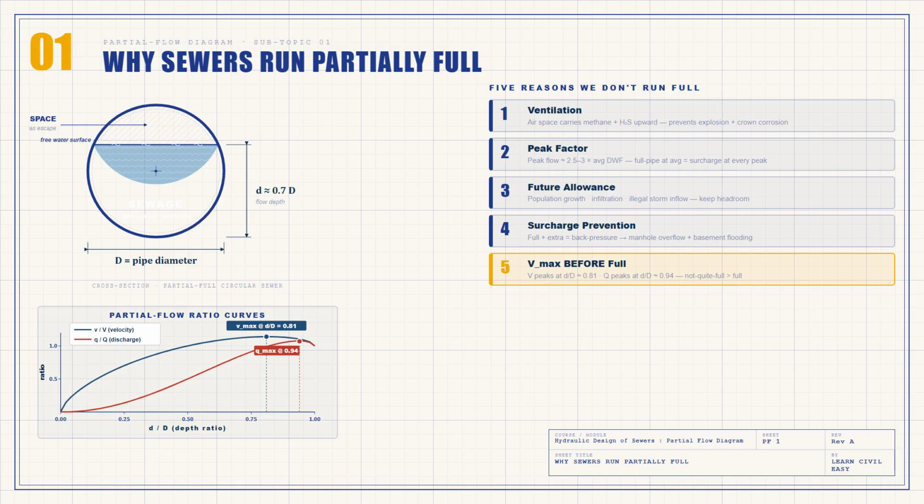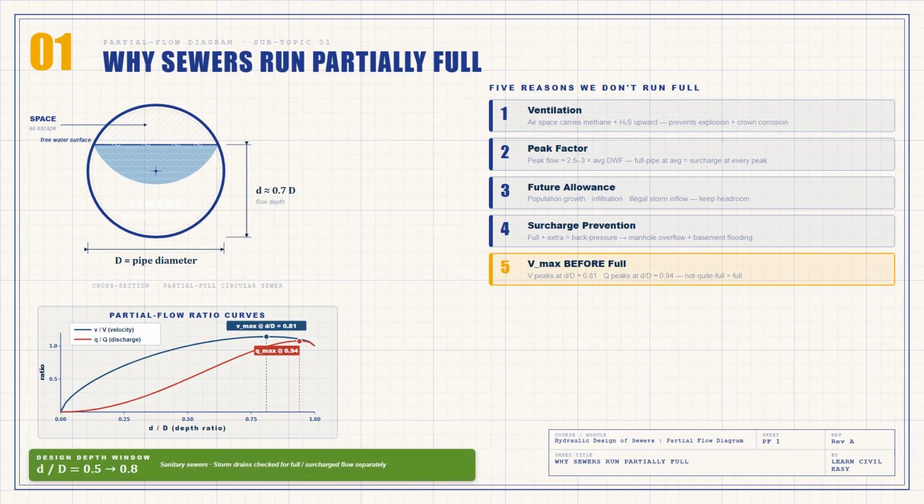And 5. This is the subtle one. Velocity becomes maximum before the pipe is full. Look at the curves. At depth ratio 0.81, velocity hits its peak at 1.14 times the full pipe velocity. At 0.94, discharge hits its peak at 1.07 times. So running a sewer not quite full actually gives you more capacity than running it full.